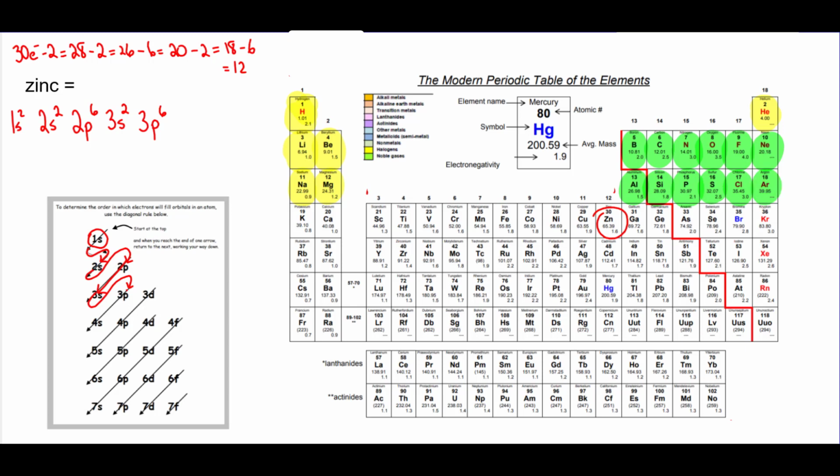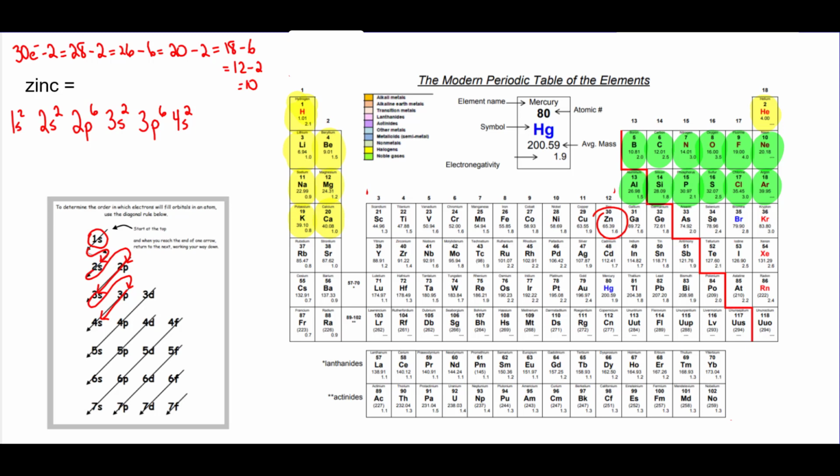All right, diagonal rule says we go on to the 4s. That's going to be here. That holds 2 electrons, and I certainly have 2 right now. 12 minus 2 is 10. So let me shade those next 2 electrons in on the periodic table. We're up to calcium now. And if you see, we're about to get to zinc.